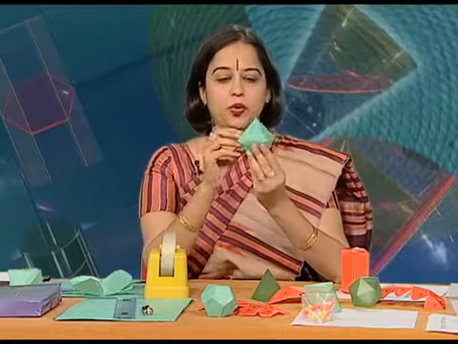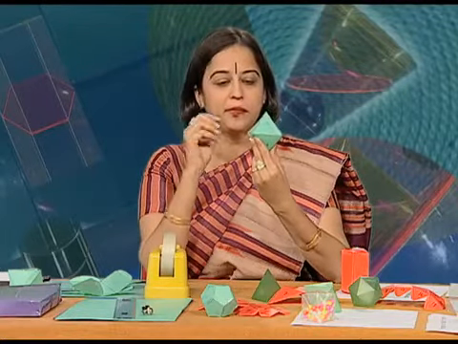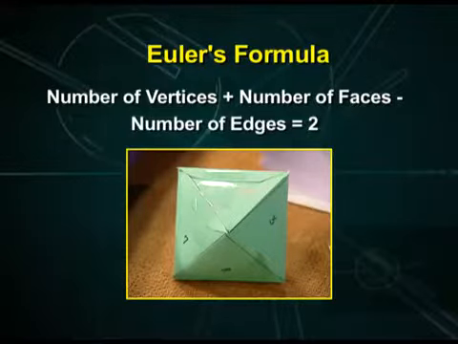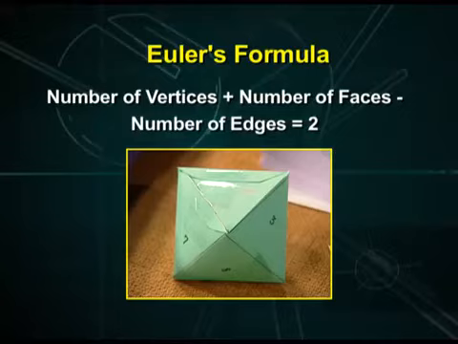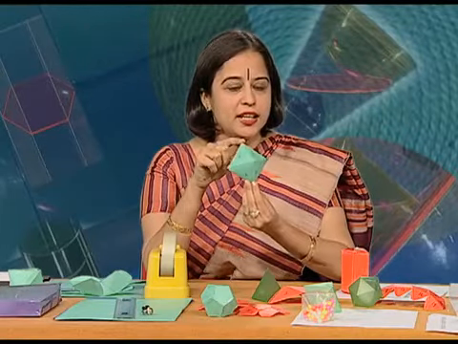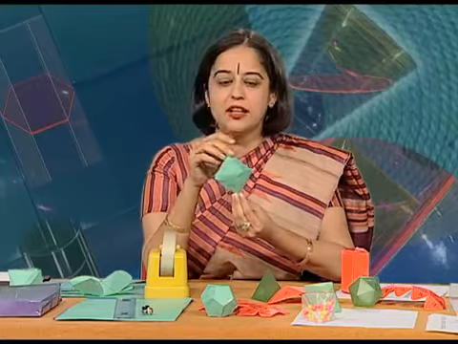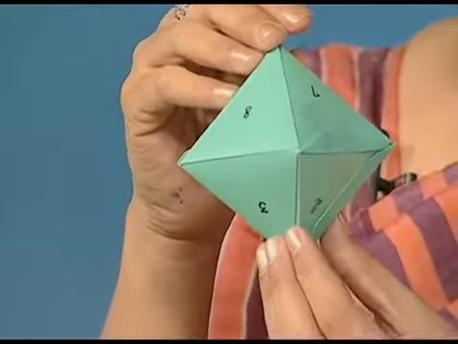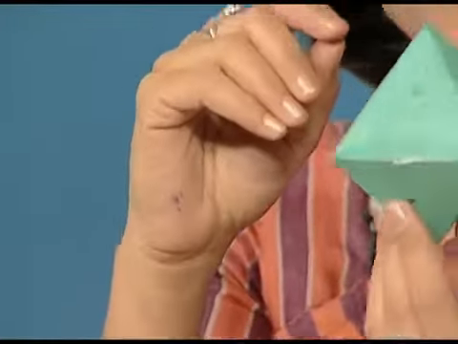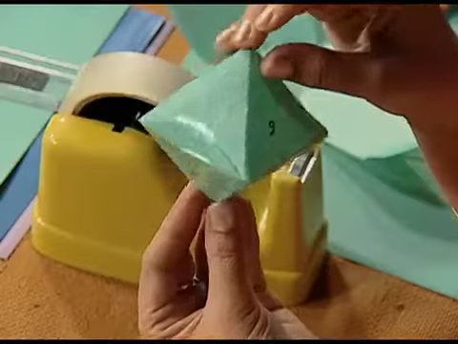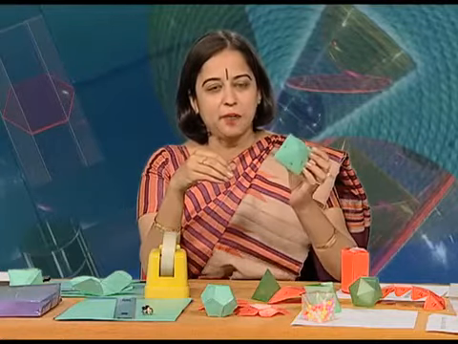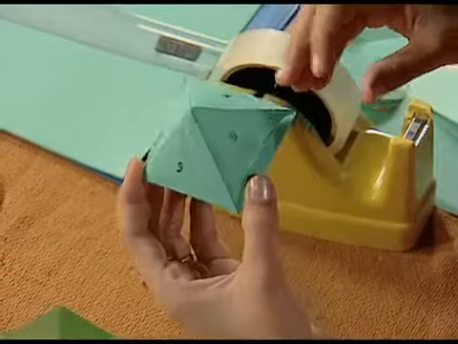What else you can do with this regular octahedron? You can verify the Euler's formula, that is number of vertices plus number of faces minus number of edges is 2. So, you can count how many vertices are there, you can count how many faces are there, and you can count how many edges are there and verify the formula. Can you think of something else which you can do with this object? Oh yes, you can frame your own question as well. So, you can make and play with this regular octahedron.